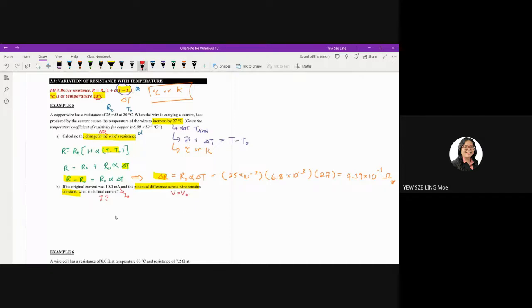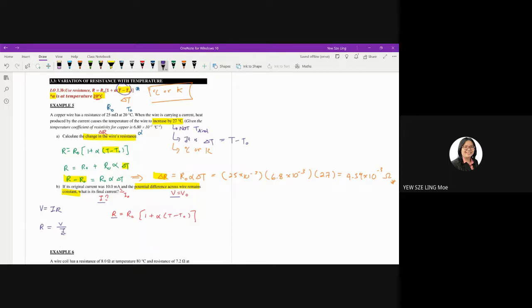Let us begin with the equation R. R equals R naught, 1 plus alpha T minus T naught. This is the general equation. If you look at this question, it is about change in temperature. So how are we going to link current with this equation? So you look at the relationship between I, V, and R. So V equals IR. Rearrange the equation. R equals V over I. Okay, R equals V over I.